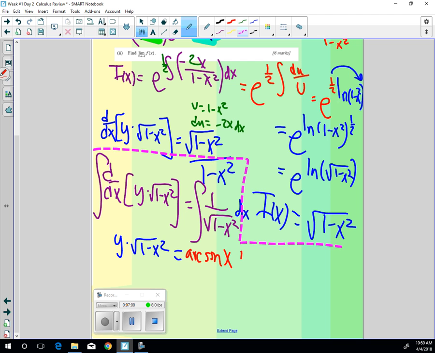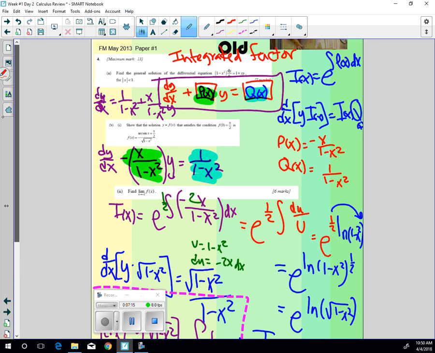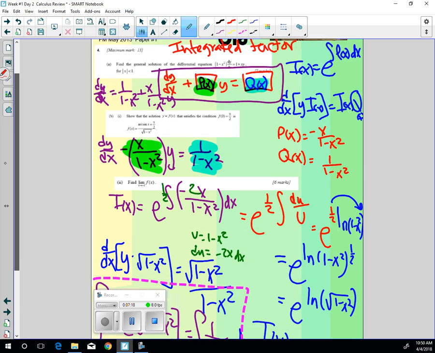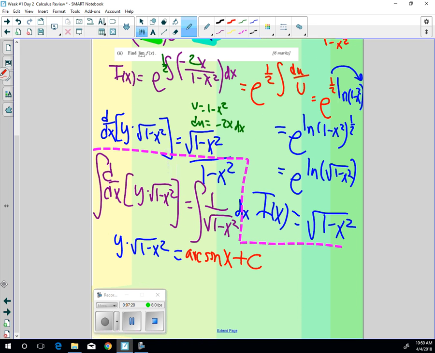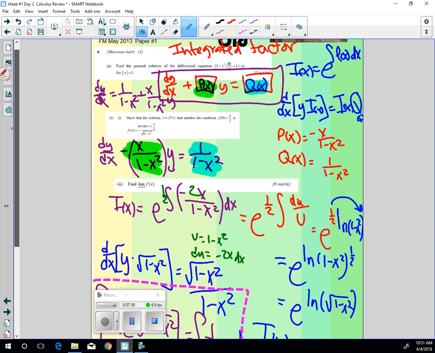of x plus c. Now, no plus c's for the integrating factor, but there is a plus c for this. Did they ask? No. In part A, we haven't even finished A, have we? So y is just equal to the arc sine of x plus c over the square root of 1 minus x squared. That's your answer to part A. That's the general equation. I'm good with that.